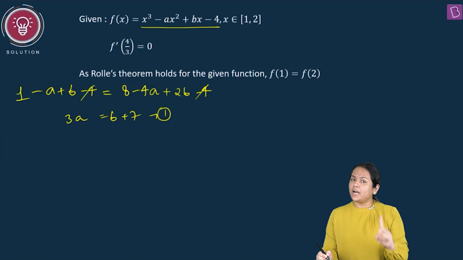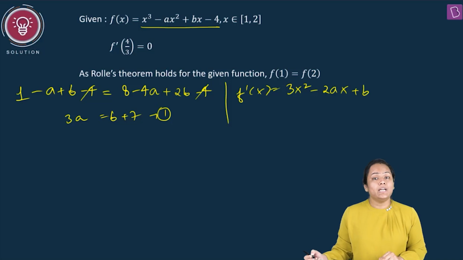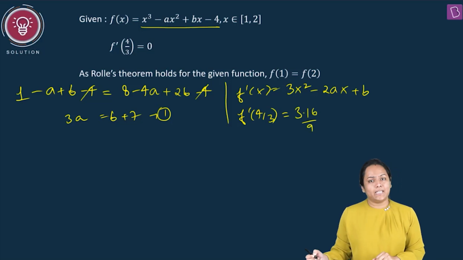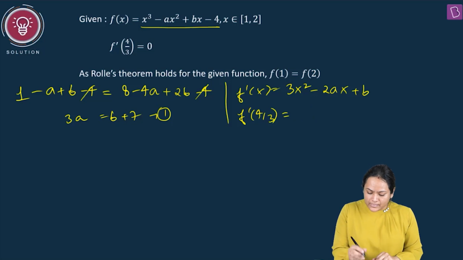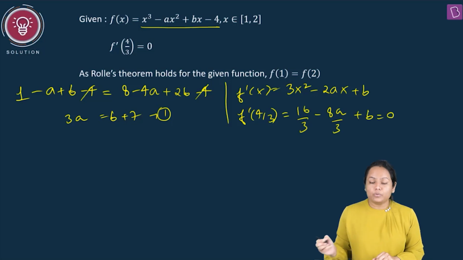And then I have one more, that is f dash of 4 by 3 is 0. So for that, when I write f dash of x, it's going to become 3x square minus 2ax plus b. And when I put x as 4 by 3 to make f dash of 4 by 3 as 0, it's going to come out as 3 multiplied by 16 by 9, which is going to become 16 by 3 minus 8a by 3 plus b is equal to 0.